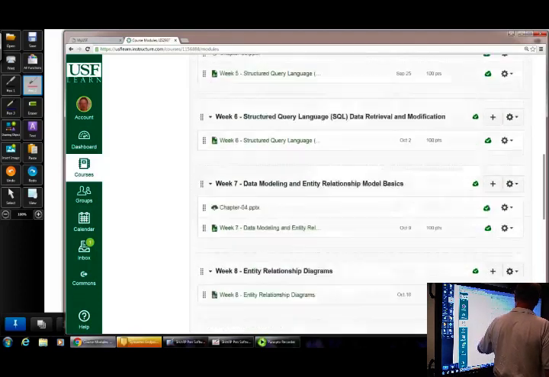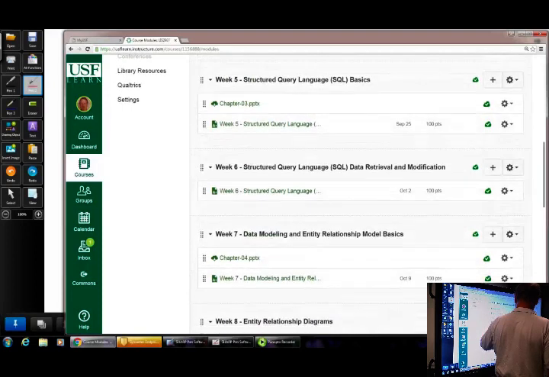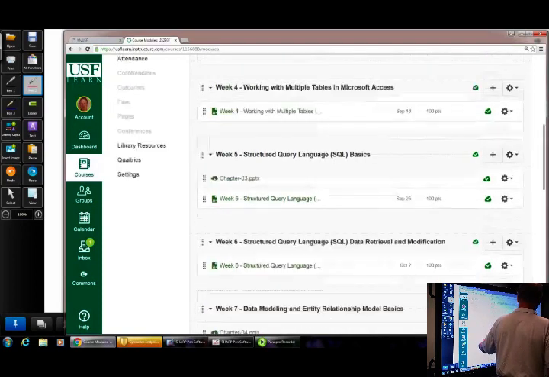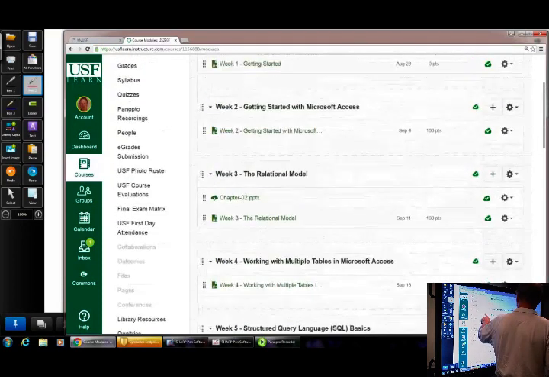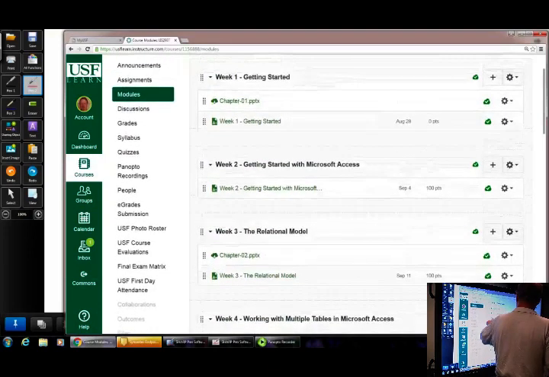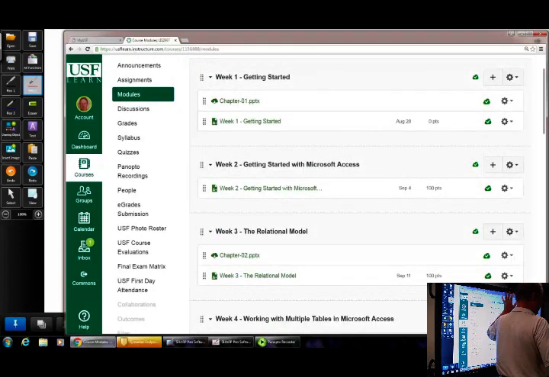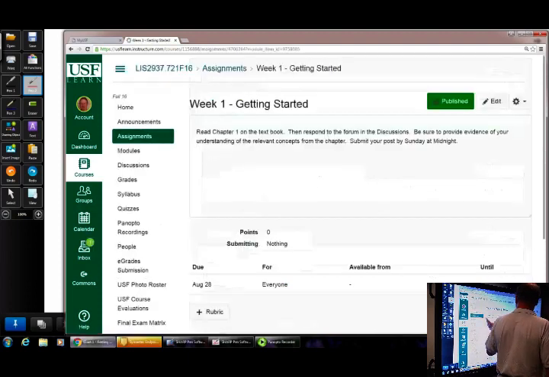So I've reorganized my courses to be more of this style. Each chapter, anyways, I have a set of PowerPoint slides. I tend not to do death by PowerPoint in here if I can help it. There will be some times when I will use a little bit of PowerPoint, but generally I don't. And then we have an assignment, week 1 getting started. All right, so let me show you where that goes.